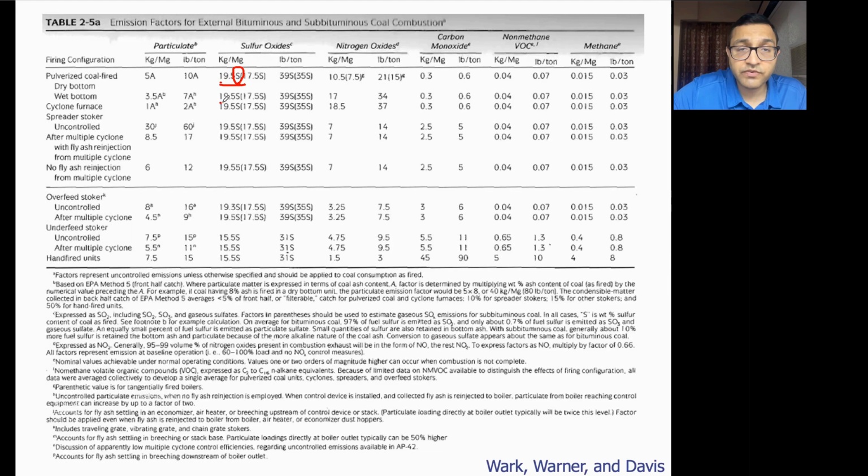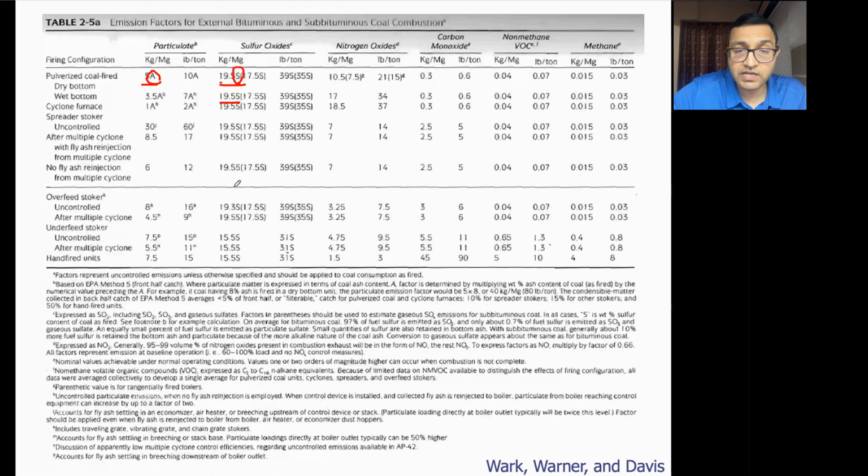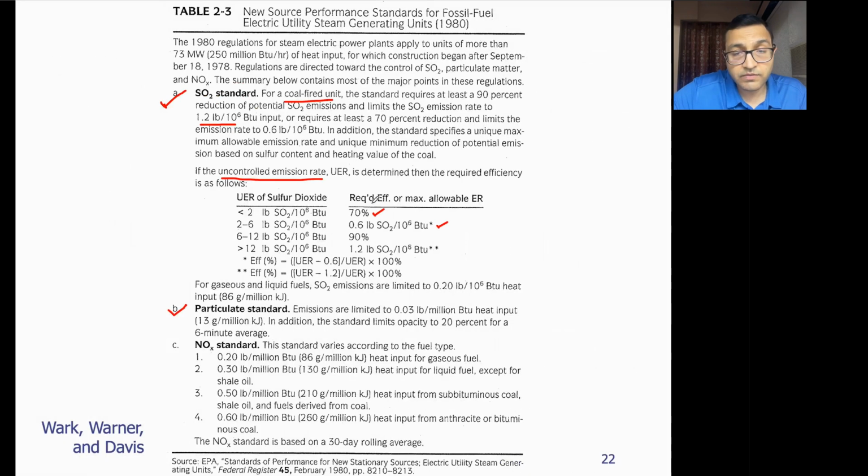So it's 19.5 S, kilograms per megagram of coal going in, or sometimes it's per ton. And for particulates, it's again a matter of the ash content of the coal, how much ash is in the coal. So this can tell you what your uncontrolled emission rates are. This can inform you, and then you can see how much efficiency you need, and so forth.